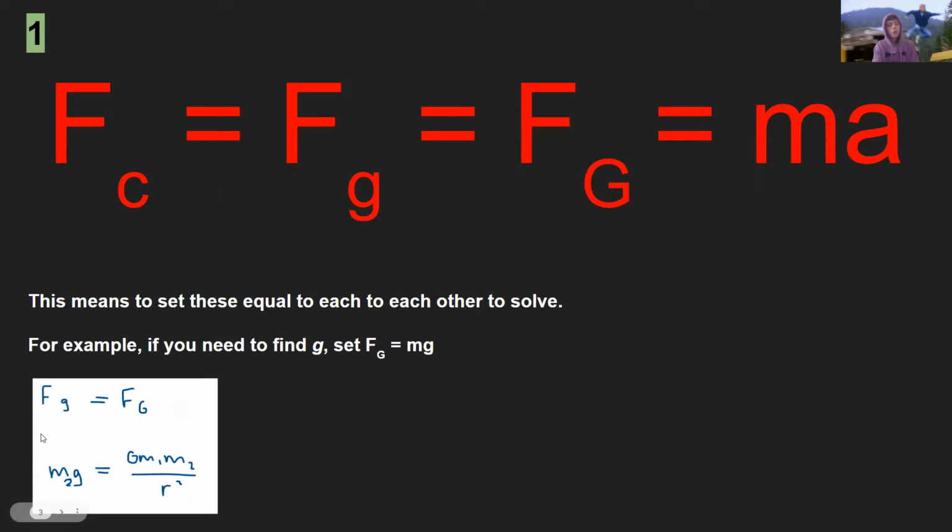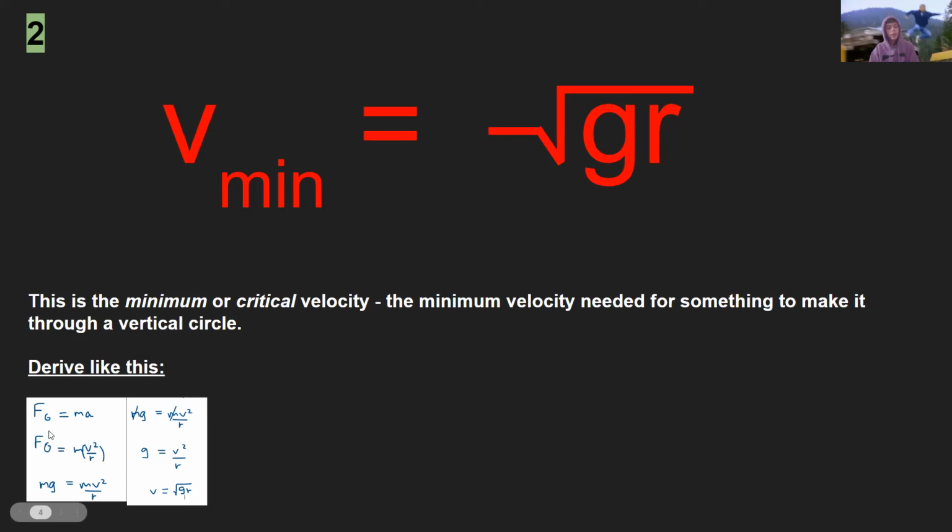Just like on this one, you set Fg equal to ma. In this case, it would really be the small Fg. Remember, you can change a centripetal acceleration to v squared over r. So then you have mg equals m v squared over r. The m's cancel out, so you have g equals v squared over r. Then you rearrange it, take the square root, and that's how you get it.